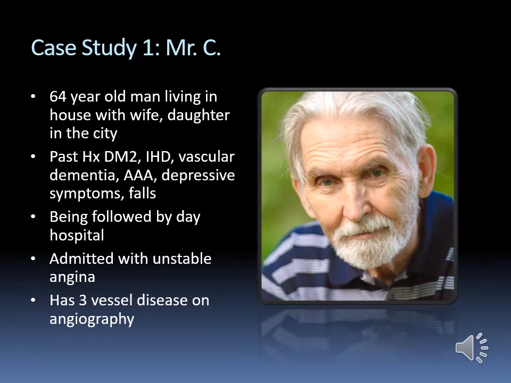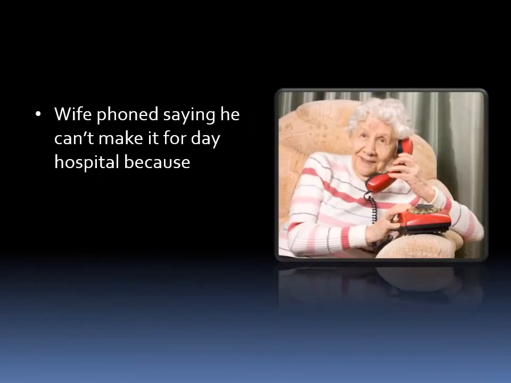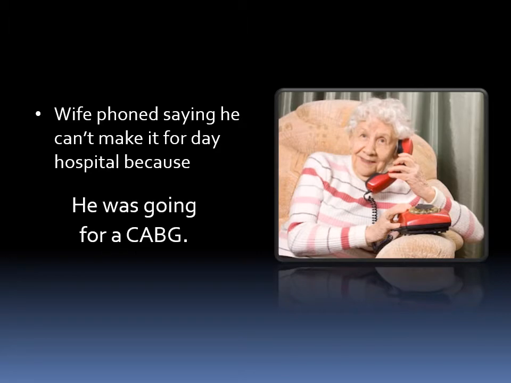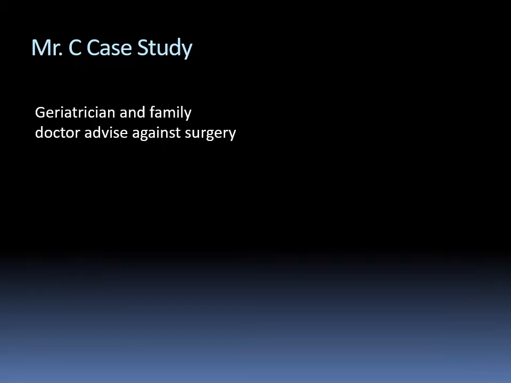And he was admitted with unstable angina in the CCU and had three vessel disease on angiography. And his wife phoned in one day to say he can't make it for the day hospital appointment because he's going for CABG. So if you told that story to somebody walking down the street or sitting in the donut shop across the street, what would they say? They'd be kind of shocked. They'd say, this guy can't walk, he can't think, he's sad, and he's functionally impaired, right? And that's crazy.